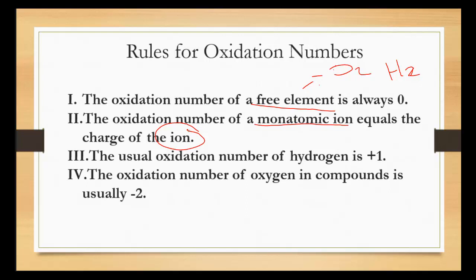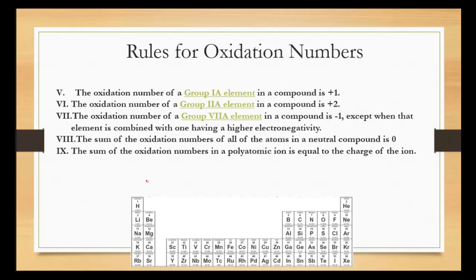The usual oxidation number of hydrogen is +1, and the oxidation number of oxygen is usually -2. Oxygen comes up quite often, so you want to make sure that you remember the -2. Group 1 is +1. Group 2 is +2. Group 7 is -1. The sum of the oxidation numbers of all the atoms in a neutral compound has to equal 0. The sum of the oxidation numbers in a polyatomic ion is equal to the charge of that ion.